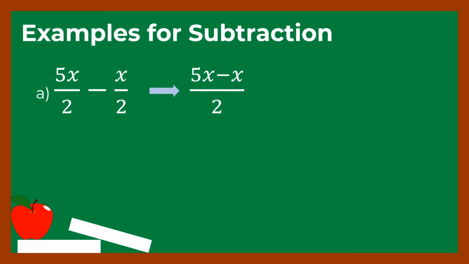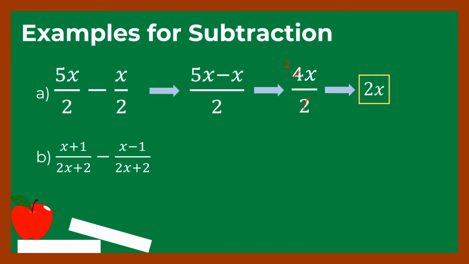So we have 5x minus x all over 2 and then magiging 4x all over 2. And then since we can simplify it further, we can divide by 2. So, magiging 2x. This will be our final answer.